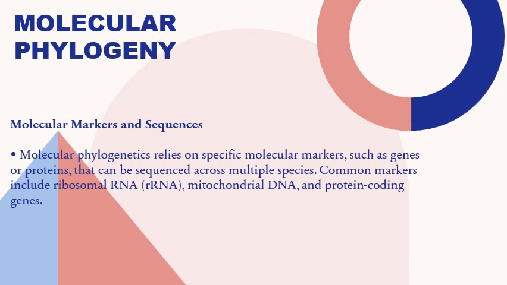Molecular markers and sequences. Molecular phylogenetics relies on specific molecular markers, such as genes or proteins, that can be sequenced across multiple species. Common markers include ribosomal RNA, mitochondrial DNA, and protein-coding genes. Sequences are aligned to identify homologous positions and analyze the similarities and differences among species.